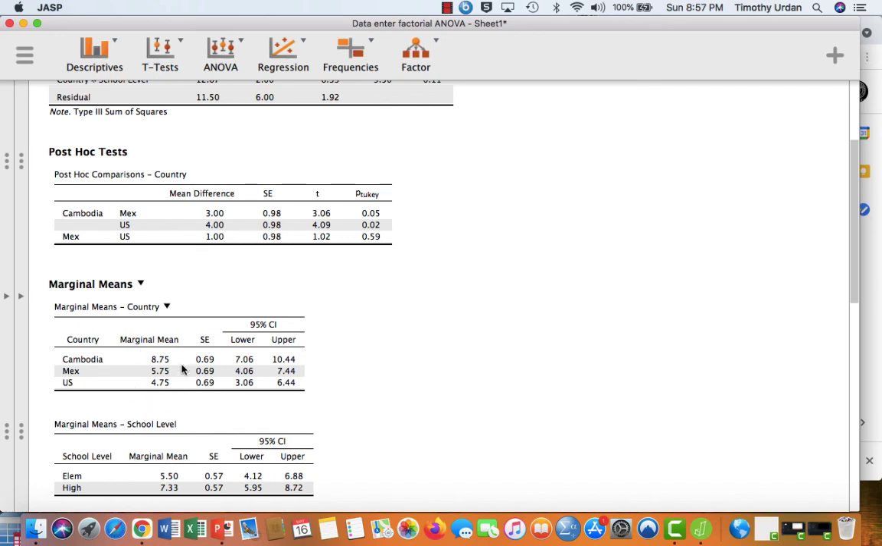The population means are different. Kids in Mexico and the US do not differ in how much they like pizza on average. So that's what the post hoc test tells you. Okay, very useful info.